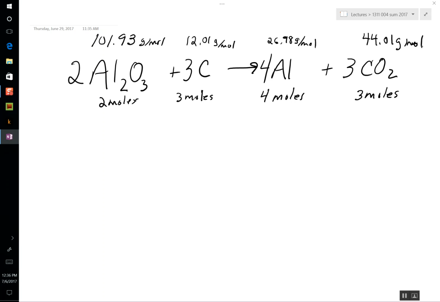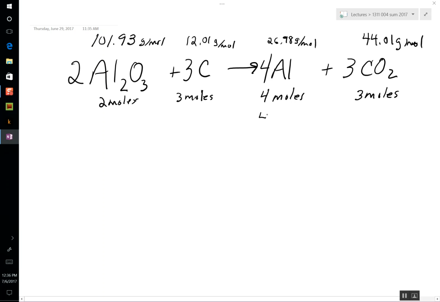This is the simplest type of problem: going from the moles of one thing in this balanced chemical equation to determine the moles of something else. Now, these coefficients are telling you the mole relationships of any one item in this chemical equation to any other item.